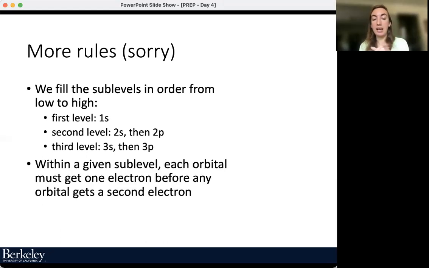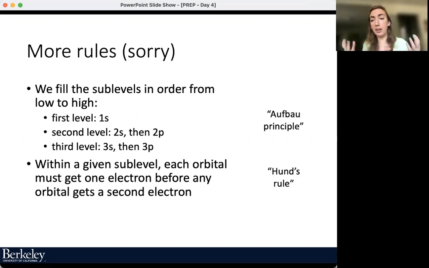And within a given sublevel, so when we're filling the 2p orbital, for example, each orbital must get 1 electron before any orbital gets a second electron. What that means is I think of it kind of like sharing. There are 3 different 2p orbitals, and it would be really unfair for the first one to get 2 electrons while the second one has none. So they each get 1 electron before anybody gets a second electron.